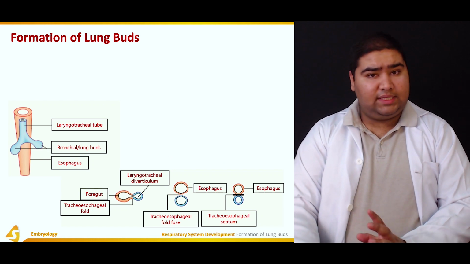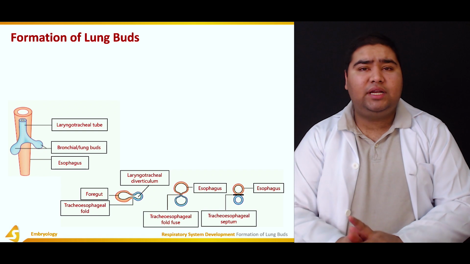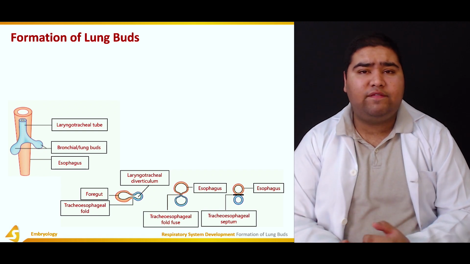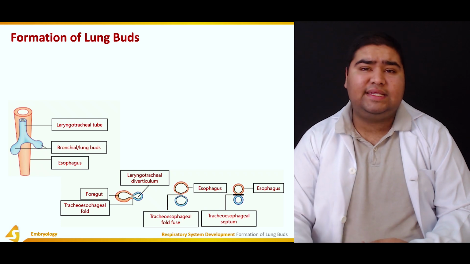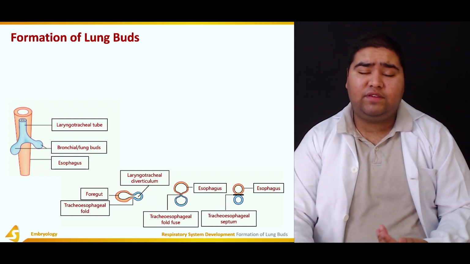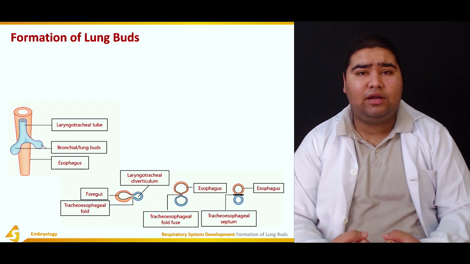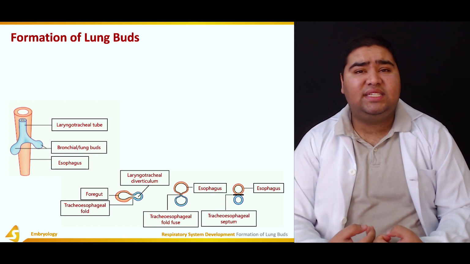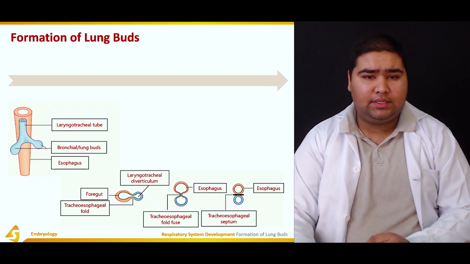Now, we're still talking about the formation of lung buds, but now we'll see how a partition develops between the developing esophagus and the developing trachea. We'll see how these two tubes divide. The division of this tube is very important because both of them carry out different functions which are entirely different from each other. So let's see how that happens.